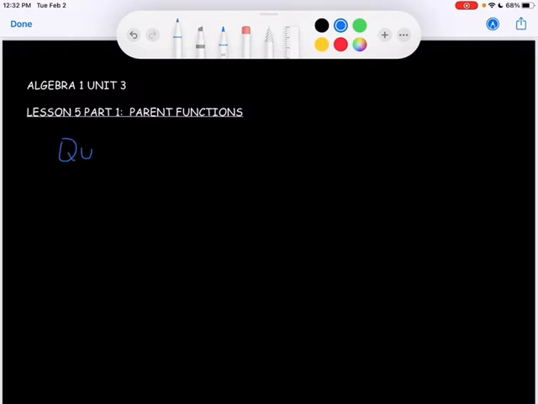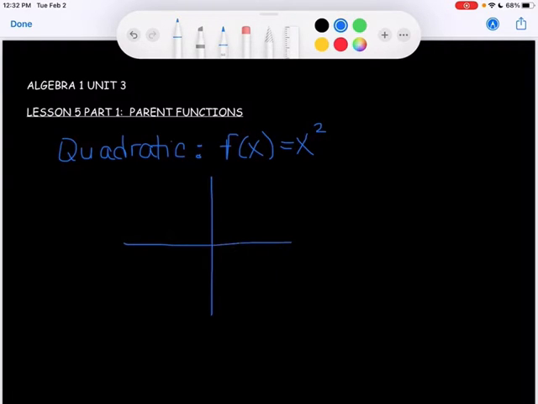So the next parent function we're looking at is the quadratic. Okay, and a quadratic looks like a U when it's graphed. It's called a parabola. Okay, but the parent quadratic is f of x equals x squared. And when it's graphed on the x, y coordinates, you've got a vertex at 0, 0. And then you've got mirror image points here.